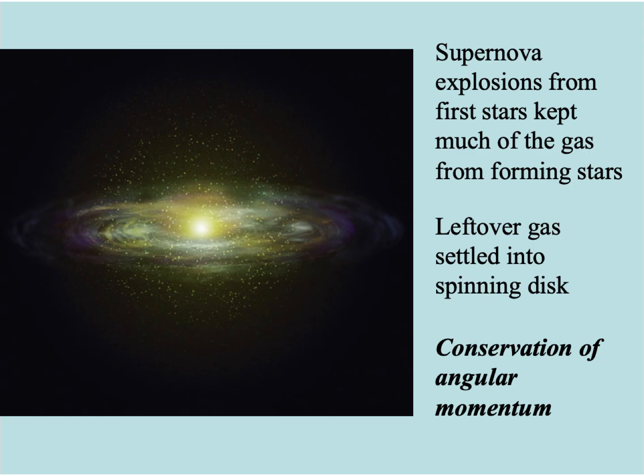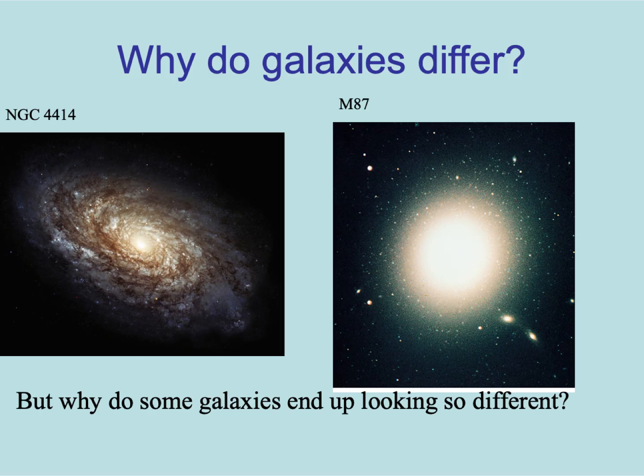The leftover gas ended up settling out into a disk, much like a spinning ball of pizza dough stretches out into a disk. But if all galaxies start out the same way, why do they come out looking so differently? Some have arms and others don't, in addition to other differences.